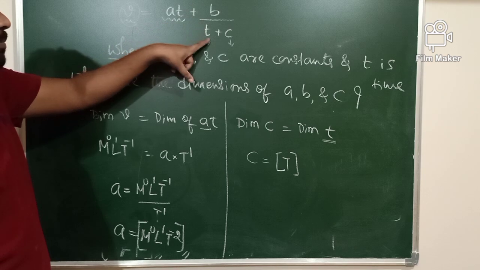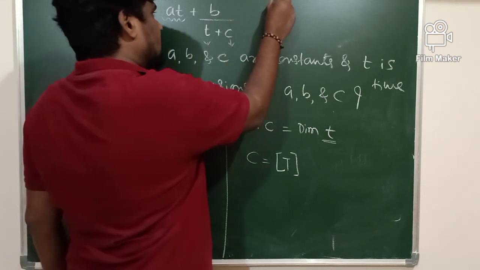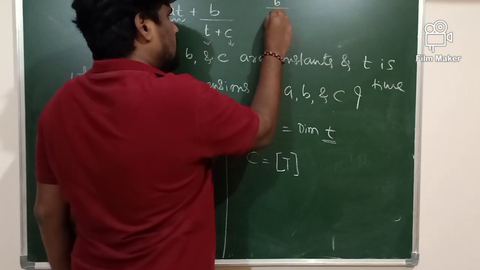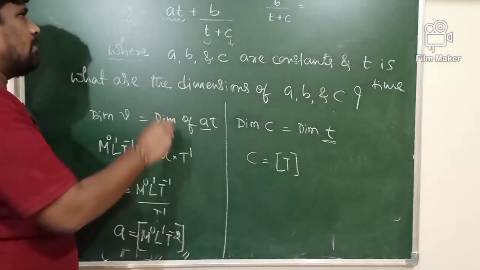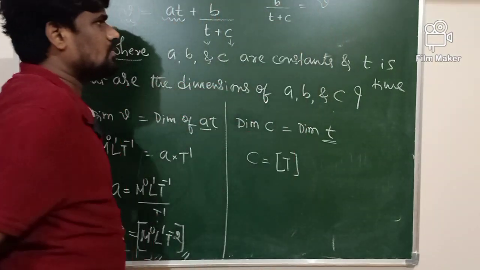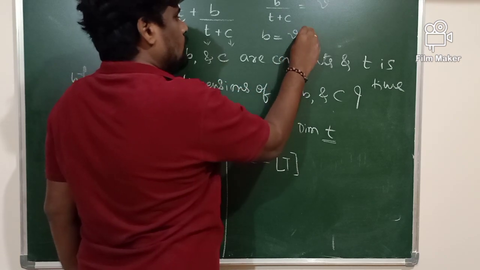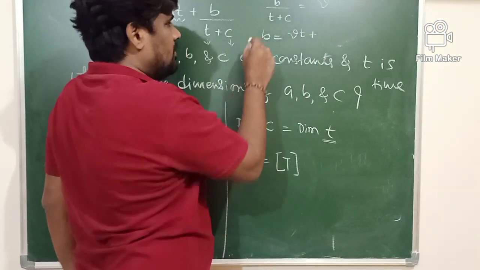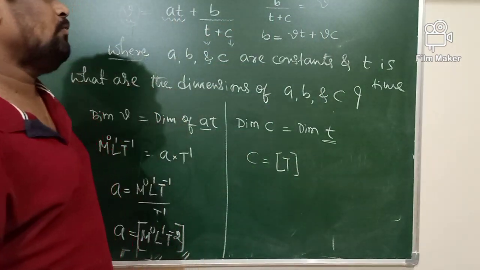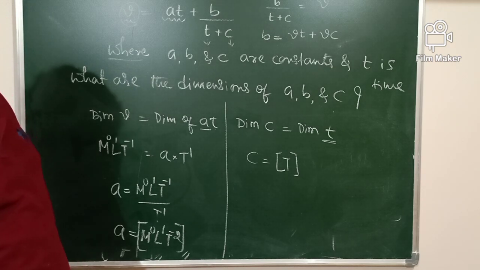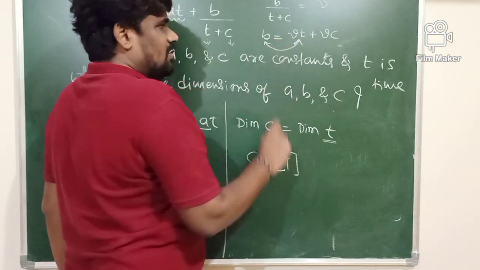The dimensions of B divided by T plus C and V must be the same. Therefore what can I write? Dimensionally, B divided by T plus C should have the same dimensions as what? V. Therefore what is B here? B is equal to, transfer this side, it will be VT plus what? VC. If you transfer T plus C to that side, it will be VT plus VC. Now what is the dimensions of B? Dimensions of B should be equal to dimensions of VT.